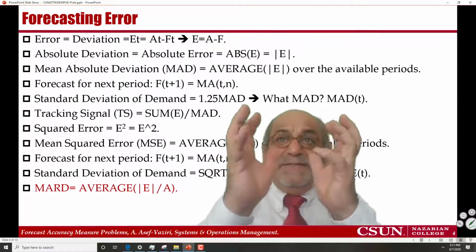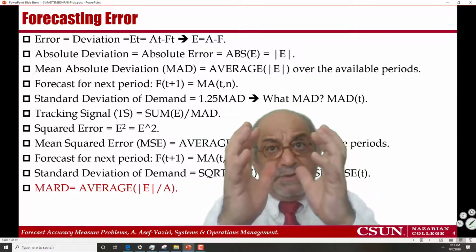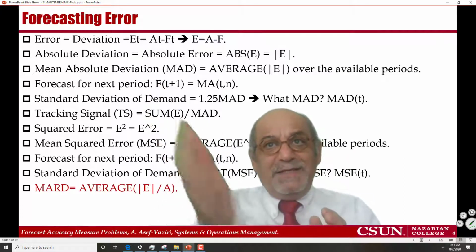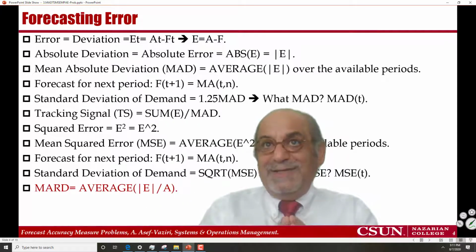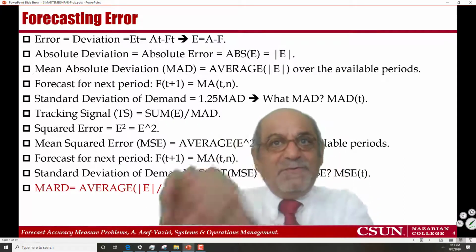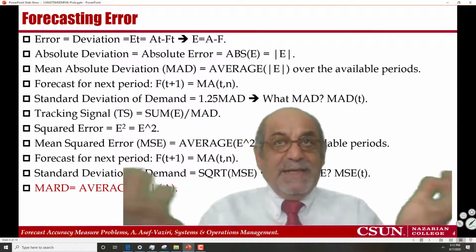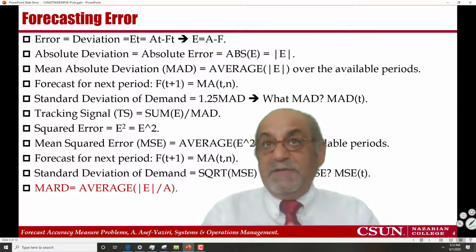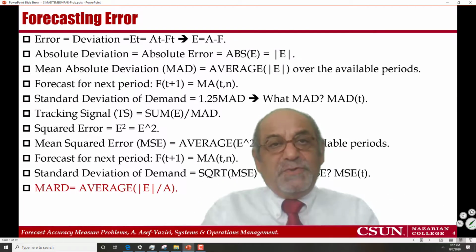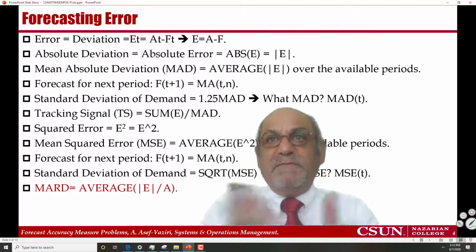MARD: instead of averaging absolute values, each one we divide by actual. It would be relative to actual. Absolute error relative to actual, and then we average them and we call it MARD. 1.25 MARD is our standard deviation for the forecast for the next period, but it is in terms of a percentage.